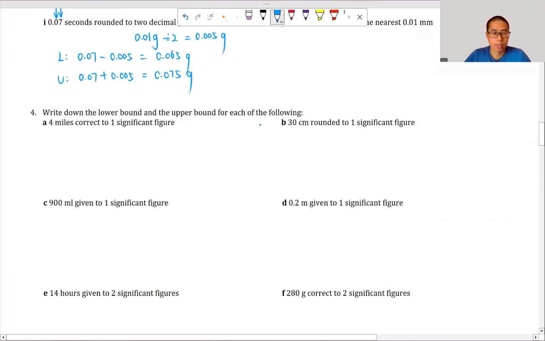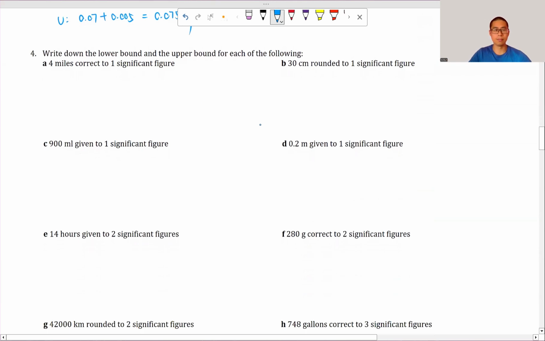So let's have a look at significant figures. Write down the lower bound and upper bound for each of the following. So 4 miles correct to 1 significant figure. Significant figures always start from the left-hand side. So if it's 1 significant figure, 4 itself is 1 significant figure. So that means it's to the nearest 1 mile.